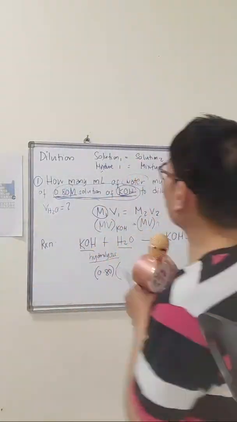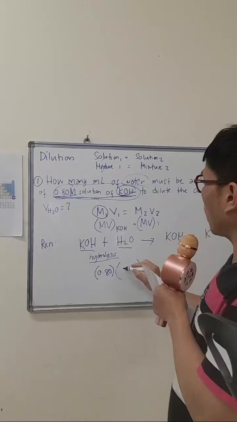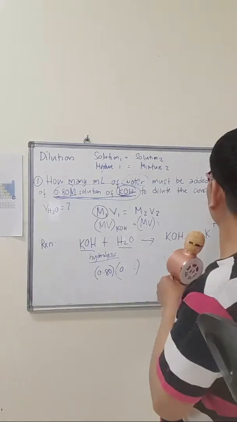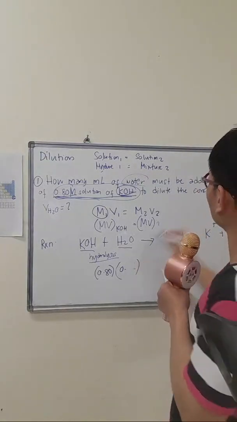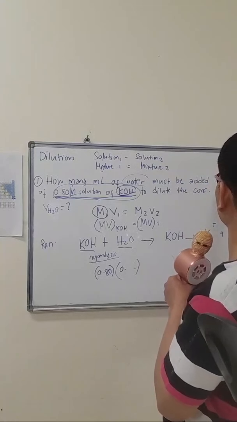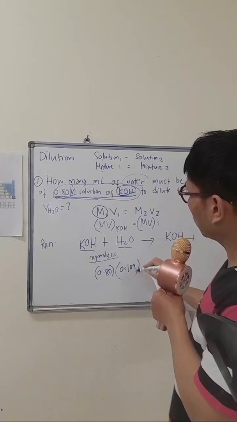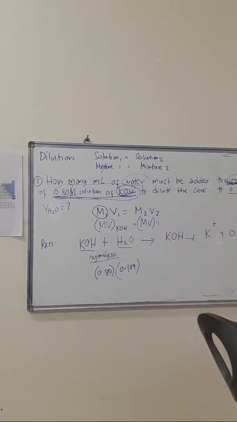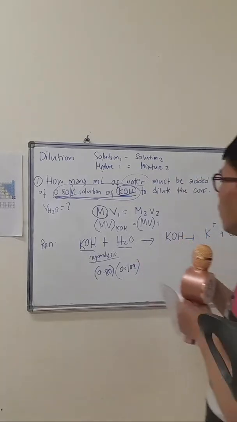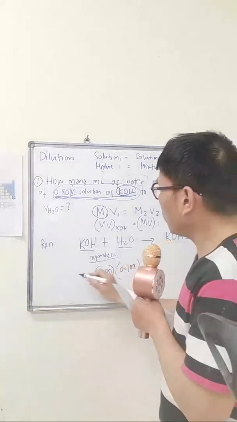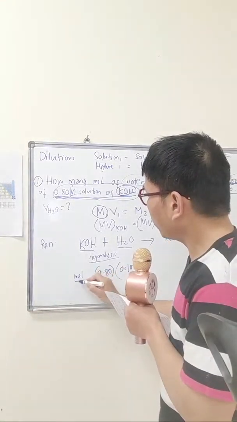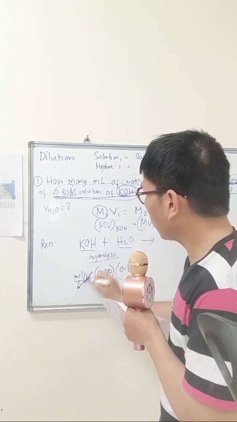So, this is 0.1. 100 ml, 0.01, right? 3 zeros. 1, 2, 3. 0.1 also. 3 zeros, right? Okay, 100 divided by 1. So, this is moles per liter, and then times liter, so moles will be left.